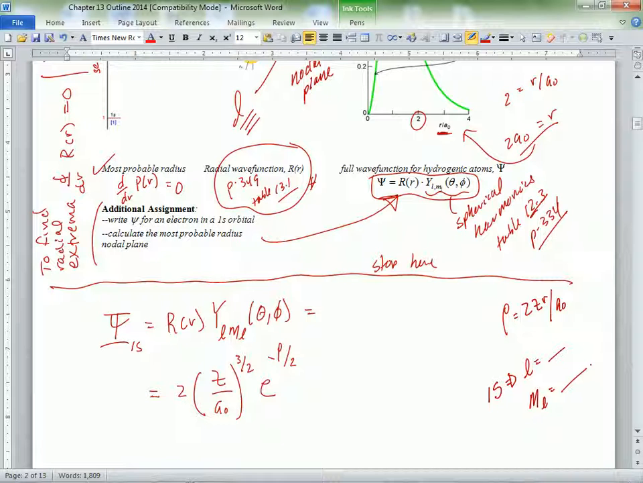Both 0. Why are they both 0? Well, if l is 0, then m sub l has to be 0. Negative l to positive l. Exactly. Listen to Richie. He's got it. If l is 0, then m sub l has to be 0 because that's negative l to positive l. Okay. So I have to look up my spherical harmonic for 0, 0. So I look it up, and it's just the square root of 1 over 4 pi.